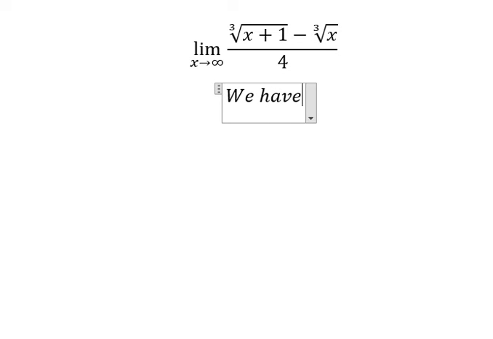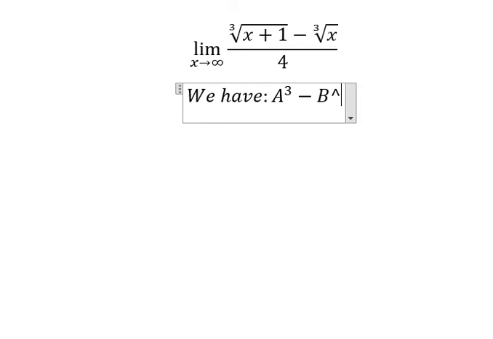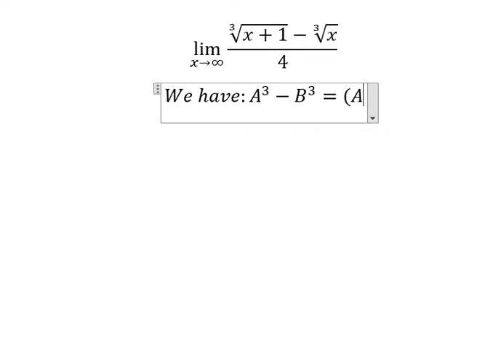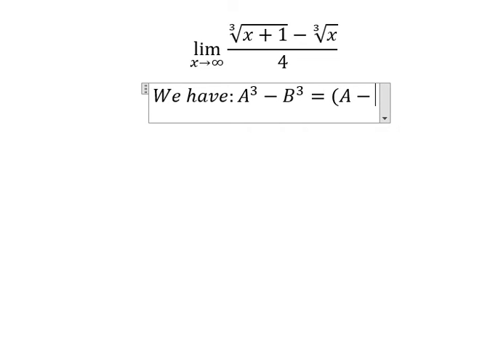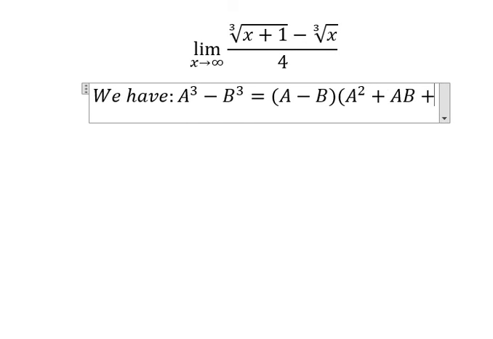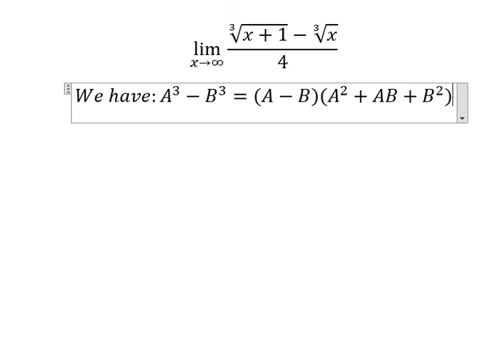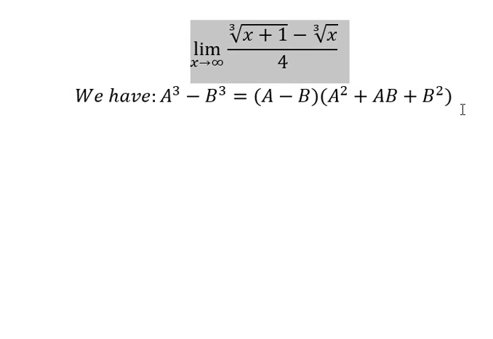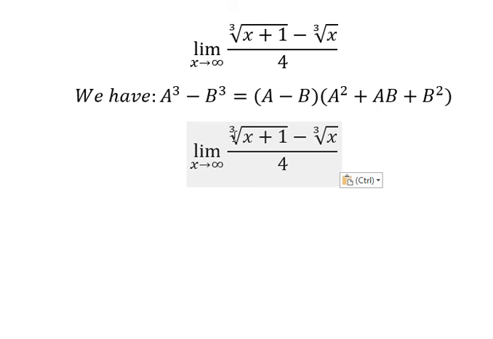We have the formula in here. That is about a to the power of 3 minus b to the power of 3 equals a minus b multiplied by a squared plus ab plus b squared. So for this one, that is about a minus b.